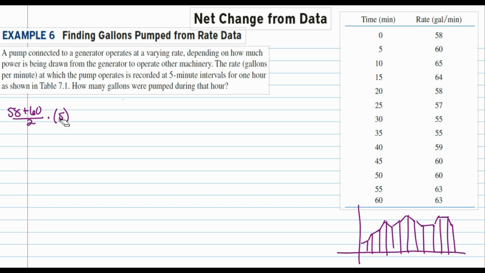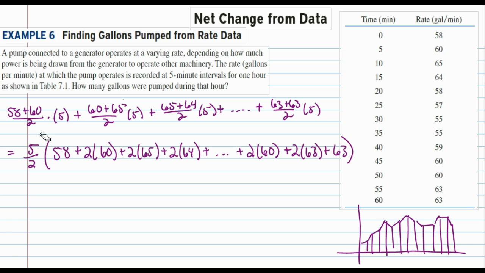Each one is going to have a width of 5, and then the first base is going to be 58 tall, the second base would be 60 tall. Then the next one, still a width of 5, so 5 seconds, but then the second base is going to be 60 tall, and then the third base is going to be 65 tall. And then the third trapezoid will go with 65 tall and 64 tall for the bases, still a width of 5, and basically you're going to continue that pattern all the way till you get to the last trapezoid whose bases are both 63.